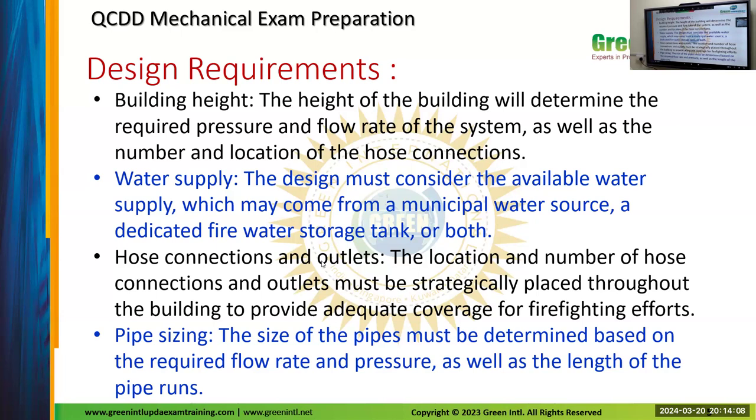Water supply, which may come from a municipal water source and a dedicated water storage tank, or both. Hose connections and outlets. The location and number of hose connections must be strategically placed throughout the building to provide adequate coverage for the firefighting efforts. The pipe sizing. The size of the pipe must be determined based on the requirements of the flow and pressure, as well as the length of the pipe runs. Normally, 4 and 6 inch is being used.